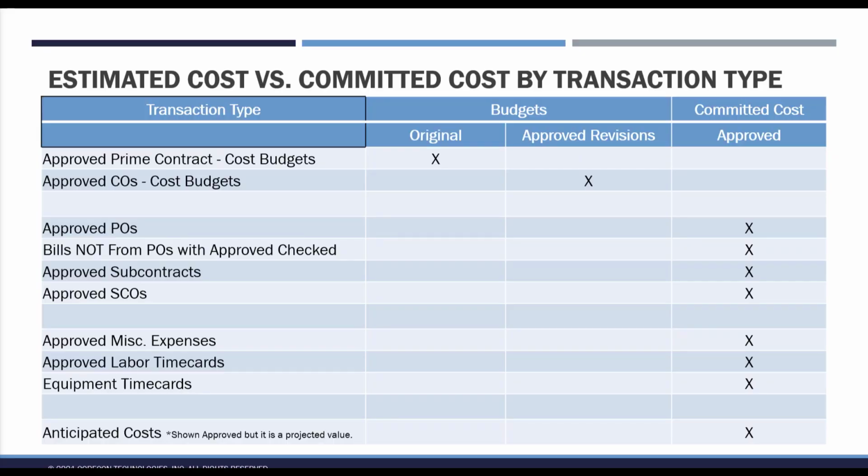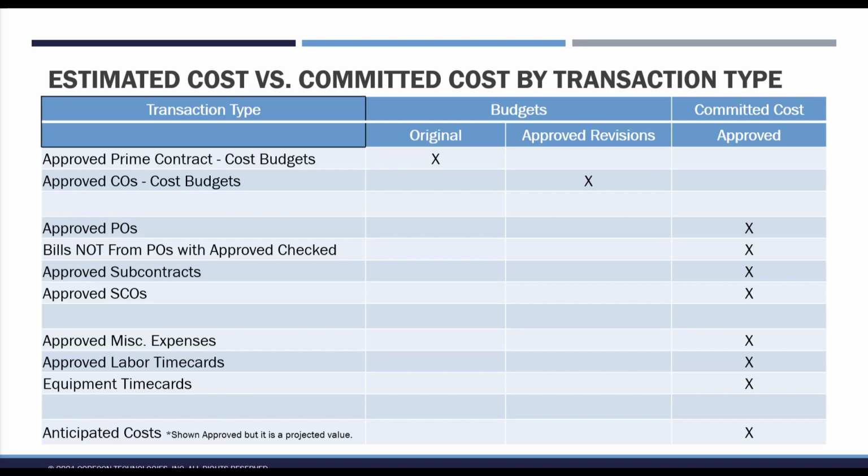As mentioned, actual or direct cost comes from two features in Corecon's procurement module, bills and sub-invoices. In addition, actual or direct cost is compared to budgets. Budgets come from the original budgeted values in the prime contract as well as the approved cost budgets of any change orders. However, the procurement module contributes several types of data to the committed cost.